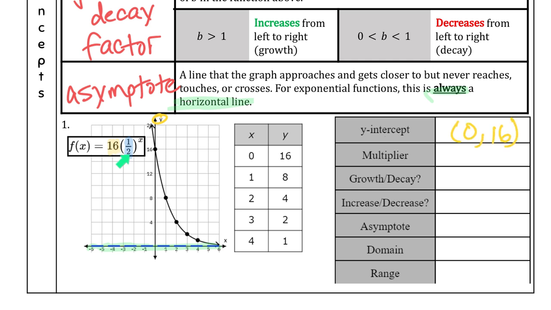The multiplier will pretty much be your growth or decay factor. So in this case, my multiplier is the b, which is the number inside the parentheses. So my multiplier ends up being 1/2.